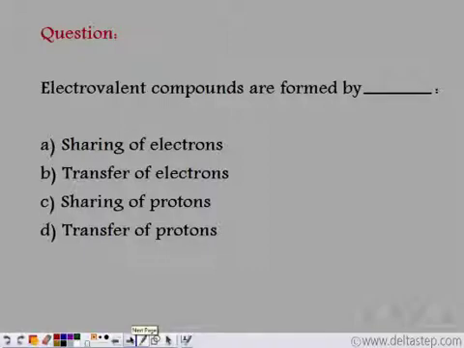The electrovalent compounds are formed by the sharing of electrons, transfer of electrons, sharing of protons, or the transfer of protons. So as we had seen before, the ionic compounds or the electrovalent compounds are formed by the transfer of electrons. One atom loses electrons, the other atom gains electrons, and hence to satisfy the octet rule, both the atoms involve the transfer of electrons from one atom to the other atom.